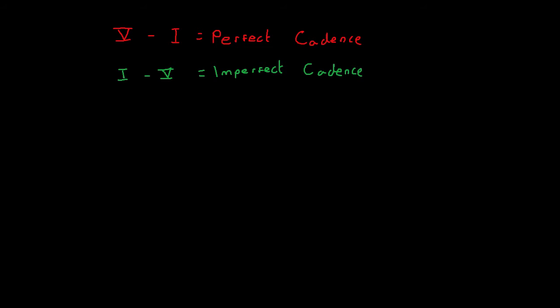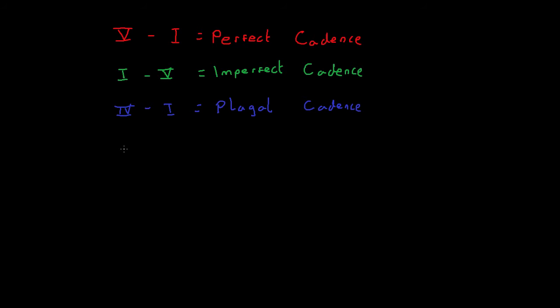The next one you need to know, it goes from chord 4 to chord 1. So it actually sounds kind of like a perfect cadence, going from chord 4 to chord 1 instead of chord 5 to chord 1, and this one is called a plagal cadence.